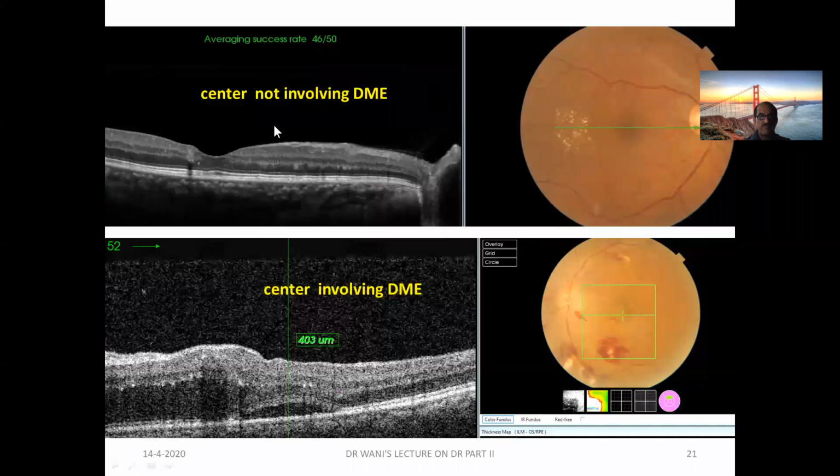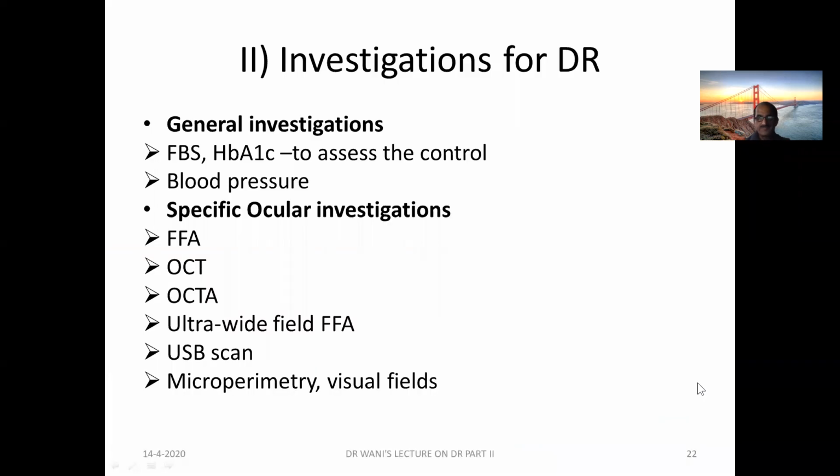So this is an example of diabetic macular edema which is not center involving. See that the center is not thickened, its thickness is not more than 250 micron. Whereas in this case, the center is definitely thick and it is more than 250 micron. As you can see in this small circle, it is pink, not green. If it is green, it is normal.